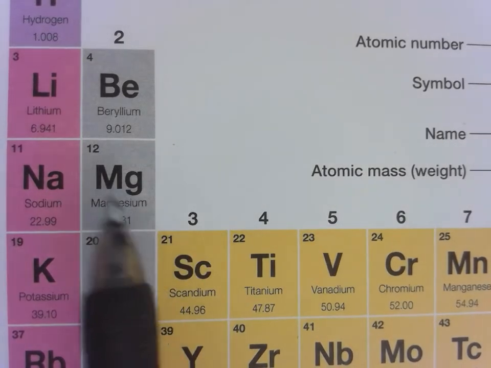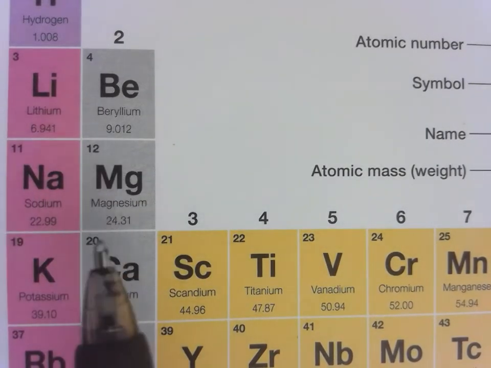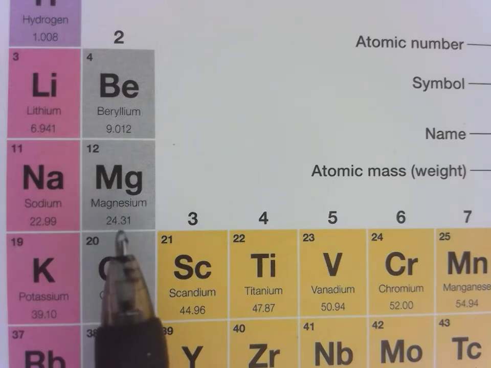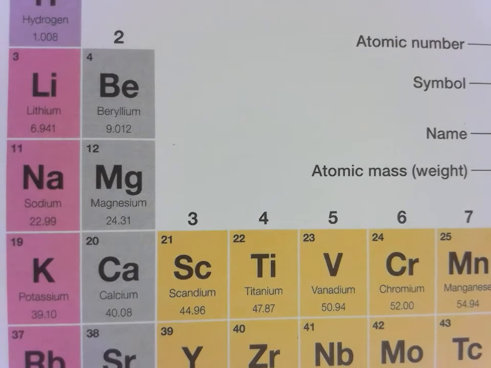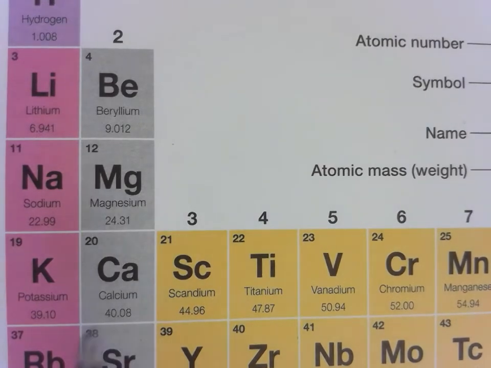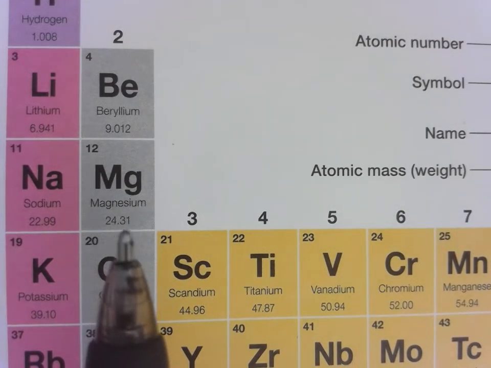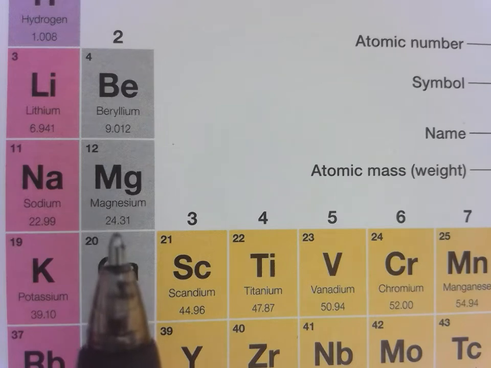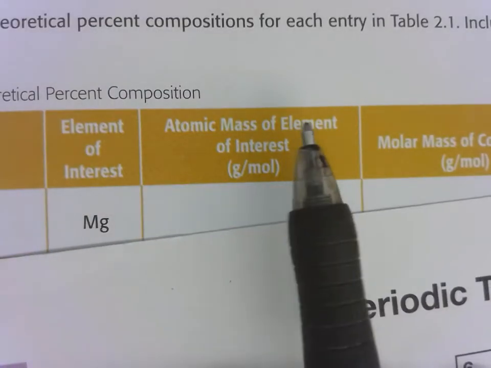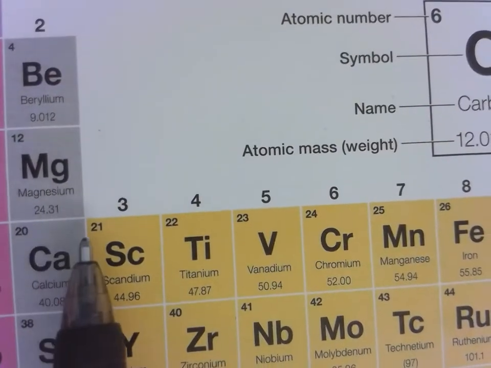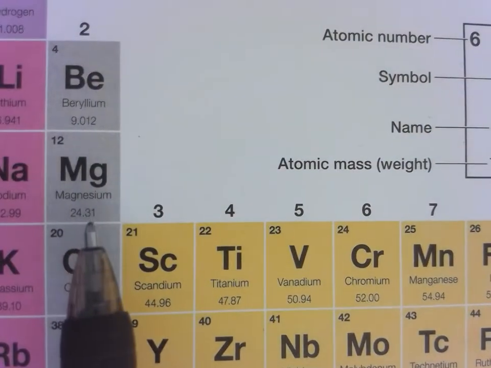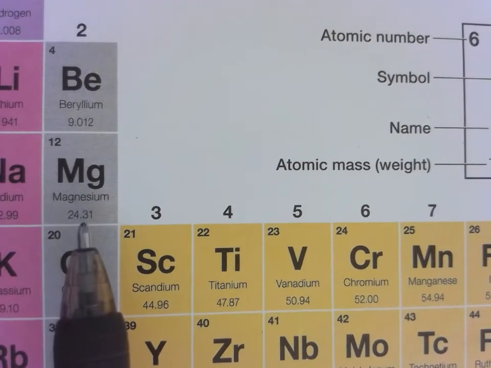So we look at magnesium, and the atomic number is 12, but what we're interested in is the atomic mass. And that could be in atomic mass units, so that could be AMUs, but the same number also applies to grams per mole. And that's what we're interested in, because that's what the table has it set up with, grams per mole. So 24.31 grams is how much a mole of magnesium weighs.